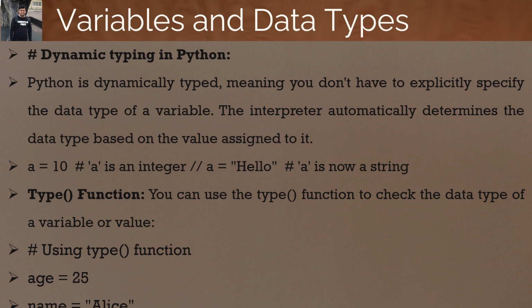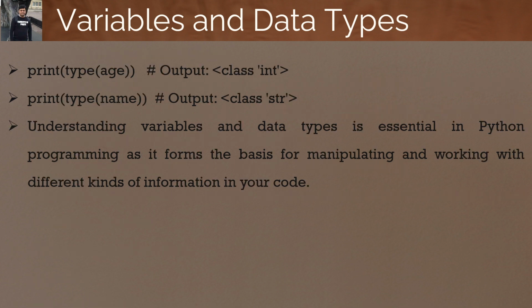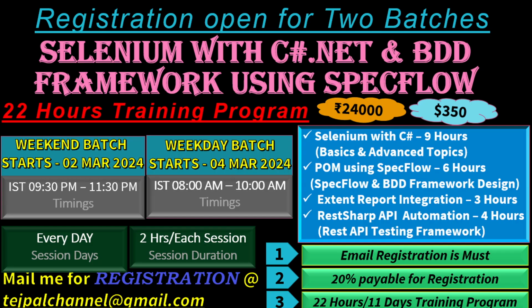Type function: you can use the type function to check the data type of a variable or value. Using the type function, you can set age equal to 25, name equal to alias, and print type of age, then you will get the output class int. And then print type of name, its value is alias, so the output will be class str. So understanding variables and data types is essential in Python programming, as it forms the basis for manipulating and working with different kinds of information in your code.